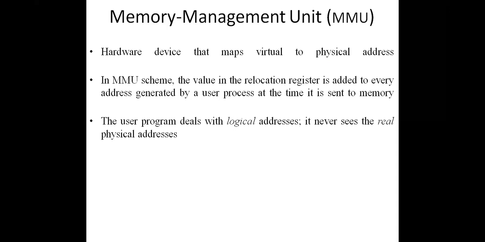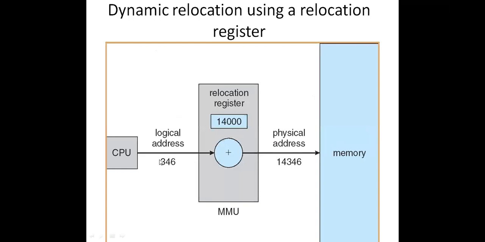How can it convert a logical address into a physical address? The value in the relocation register is added to every address generated by the user process. At that time, it is sent to the memory. Observe here, whatever address is generated by the CPU will be added to the relocation register value to get the physical address.